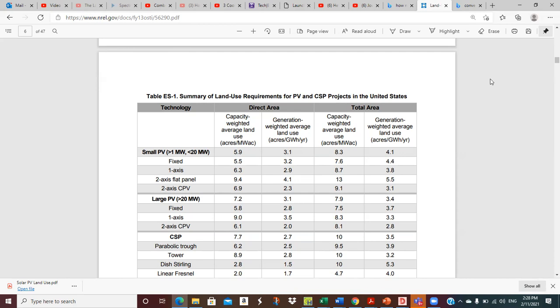This is just executive summary 1. I've not read this whole thing, but take a look at it. For large PV, which would be utility scale, direct area, total area, they say acres per megawatt AC, it's 7.9. That's kind of interesting. So 7.9, and I'm going to do 2,000 megawatts. Well, that's 15,800 acres. That's a chunk of land.